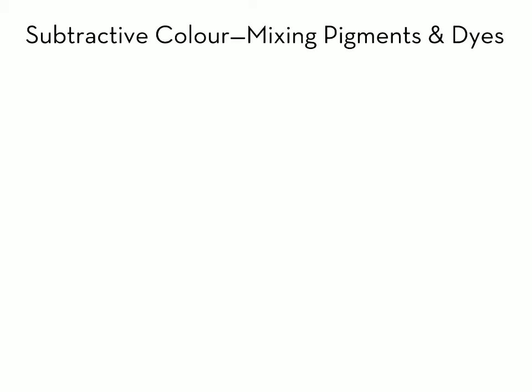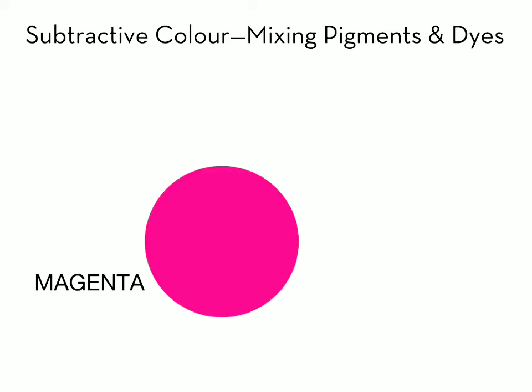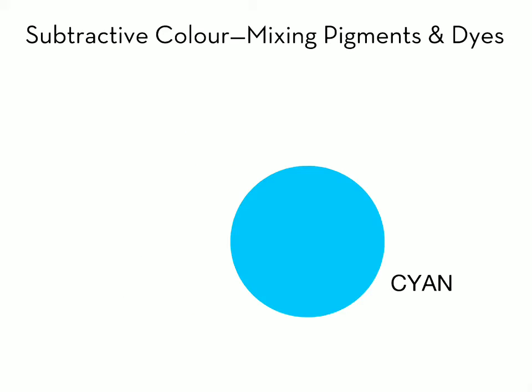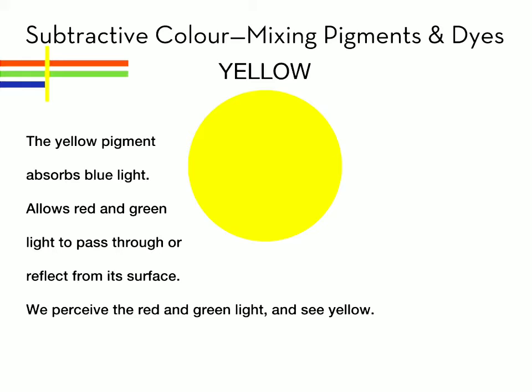In the additive demo, I started with a dark screen onto which I projected colored light. In mixing colored pigments, I begin with a white screen that represents white paper onto which I shall apply different subtractive primary pigments. The three primary pigment colors or primary subtractive colors are yellow, magenta, and cyan.